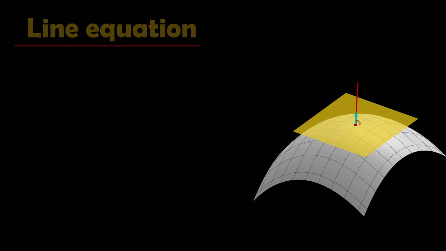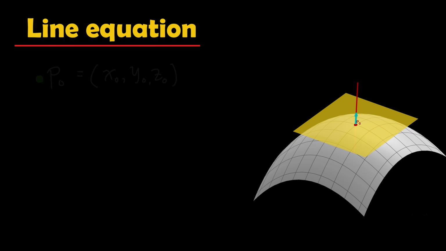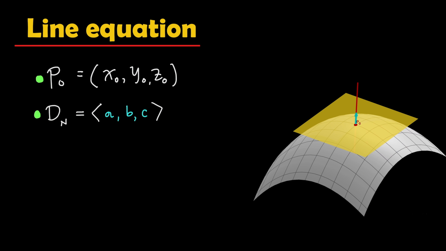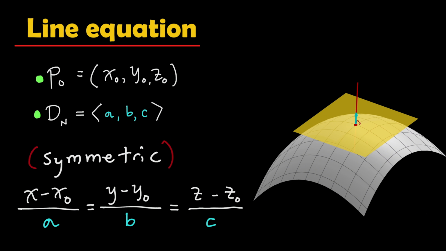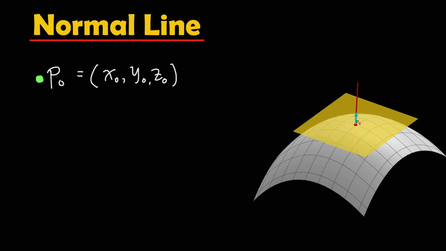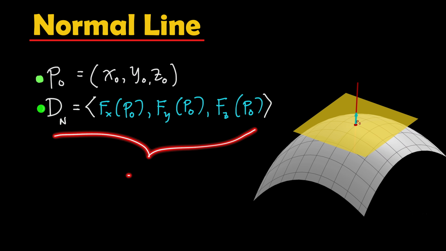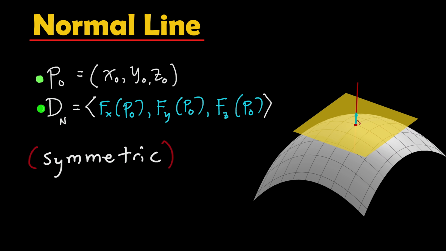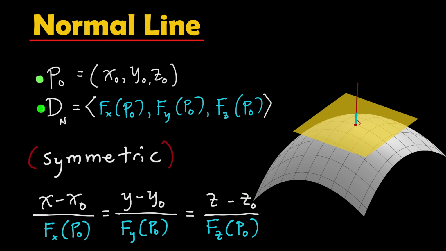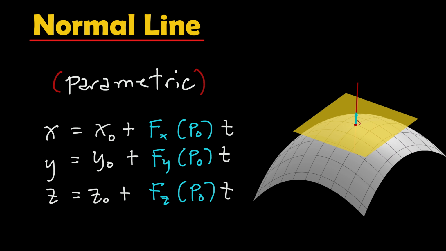Let us recall that for any given line that traverses this point p sub 0 with direction vector equal to the vector ABC, the symmetric equation is given as follows. And for our case, the normal line, we can simply replace the direction vector by the gradient of f, evaluated at point p sub 0. This implies the symmetric equation is given by this formula. We now have fx, fy, and fz. Hence, we can also have the parametric equation, which is this one.